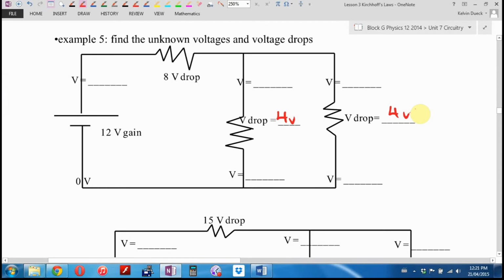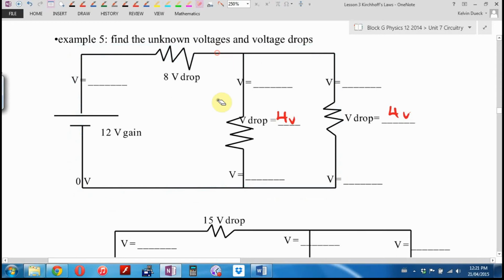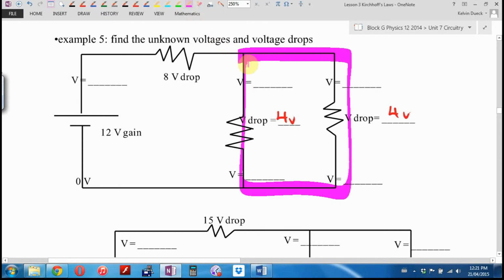Kirchhoff's rule says this. If you go around any closed loop, it'll be 12 plus and 12 minus. What I'm not going to do is ski uphill. So, Mr. Dueck, this is a closed loop as well. Ah, you're skiing uphill. You can't ski uphill. I skied uphill right on this section here to get back up.